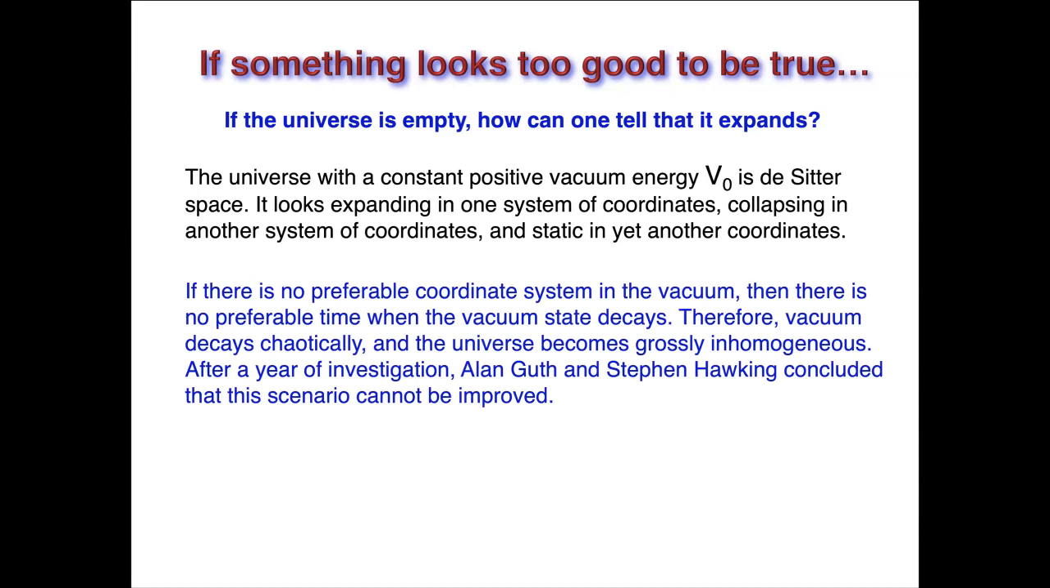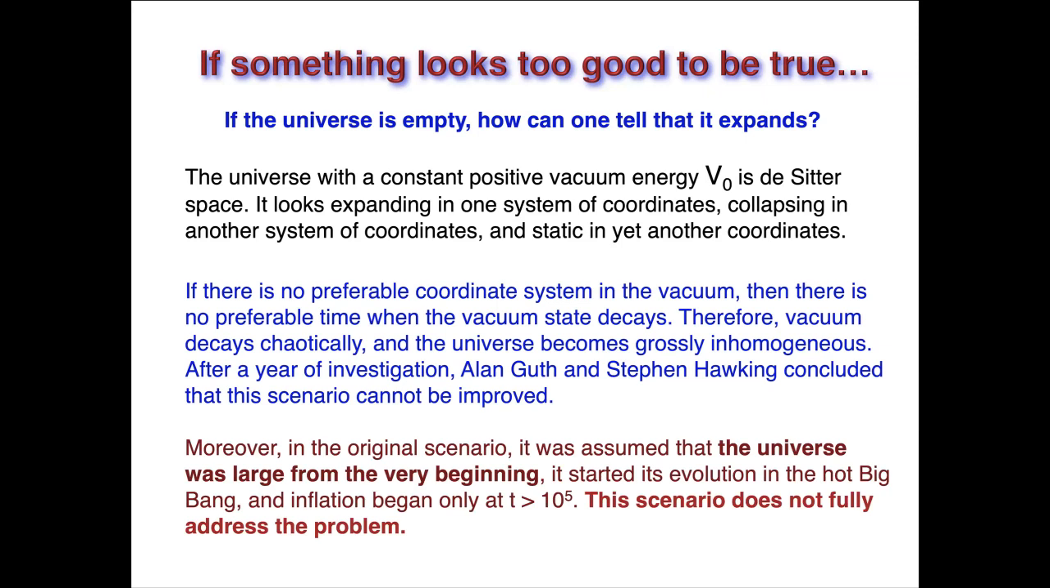So if there is no preferable coordinate system, then there is no preferable time when a vacuum state may decay. And therefore, vacuum decays chaotically, and the universe becomes extremely inhomogeneous. And they were trying to solve the problem. Alan Guth and Stephen Hawking worked on it for a year and a half, and then they concluded that it's impossible to do it.